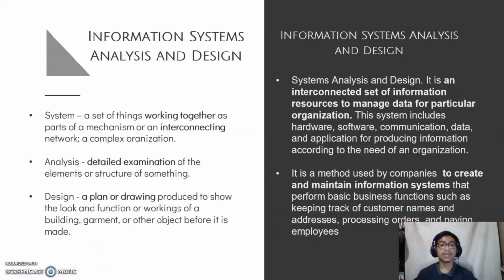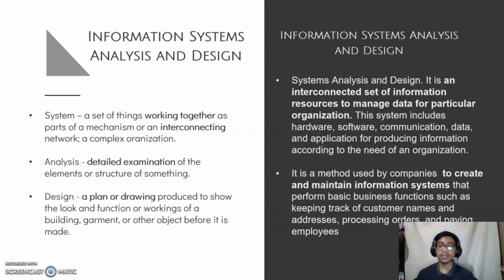So first of all, what is Information System Analysis and Design? Before we go to the full definition, I will go by words. System is a set of things working together as a part of a mechanism or an interconnecting network of a complex organization. Analysis is a detailed examination of the elements or structure of something. The design is a plan or drawing produced to show the look and function or workings of a building, garment, or other object before it is made.